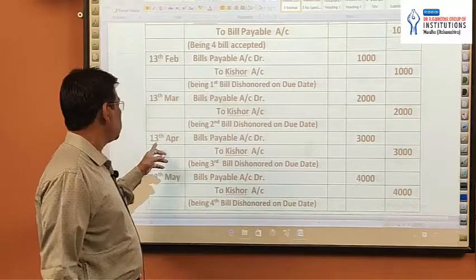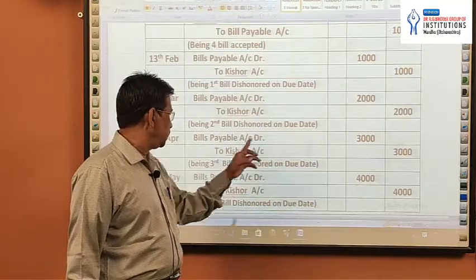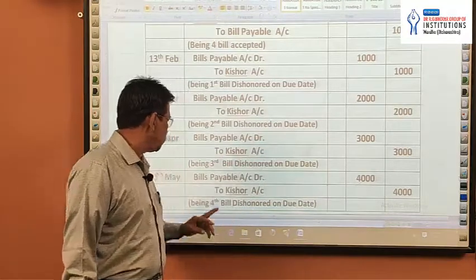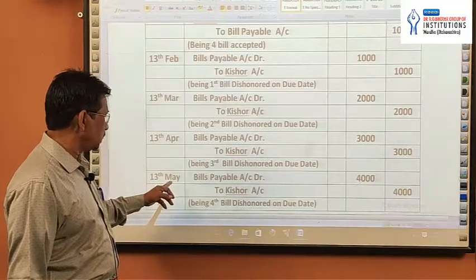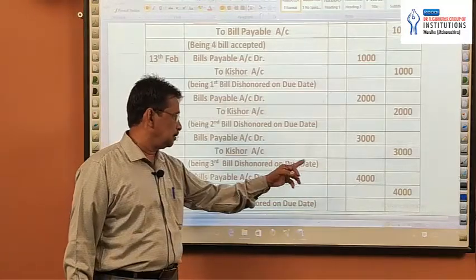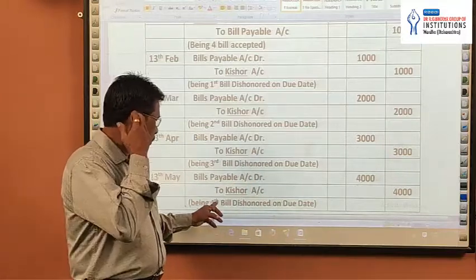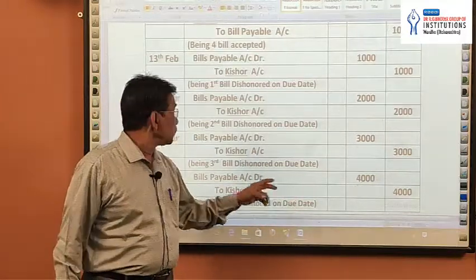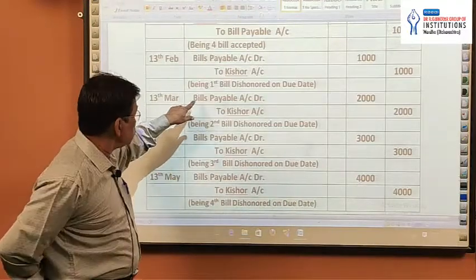Third bill, due date 13th April, again the bill is dishonored. Bills payable account debit 3,000 to Kishore account 3,000, being third bill dishonored. And fourth bill, due date 13th May, bills payable account debit 4,000 to Kishore account 4,000, being fourth bill dishonored on due date. So check the dishonored entries in the books of Ravi.